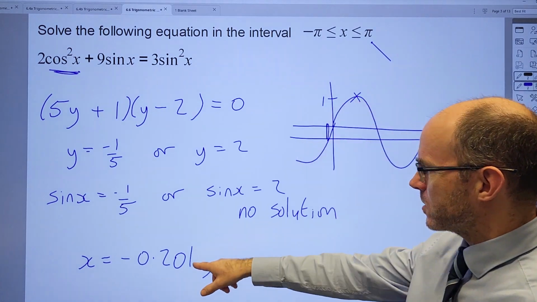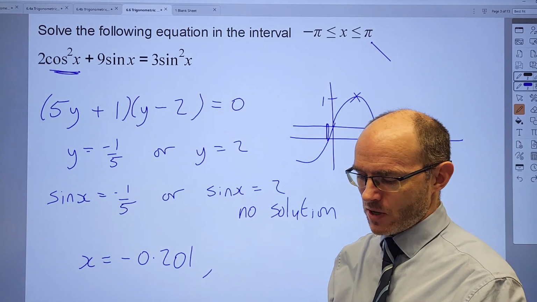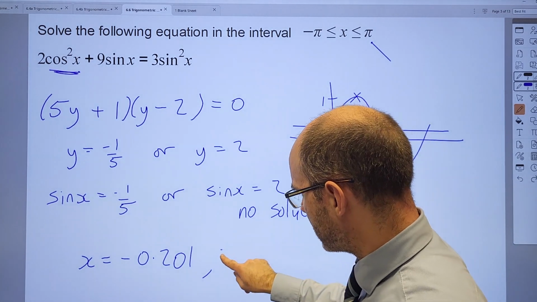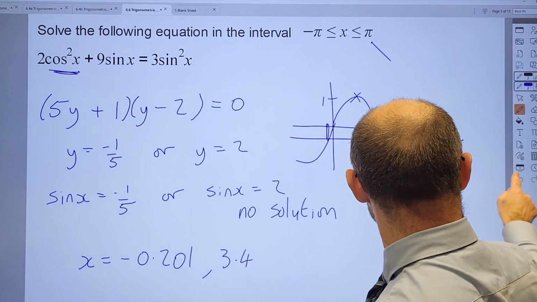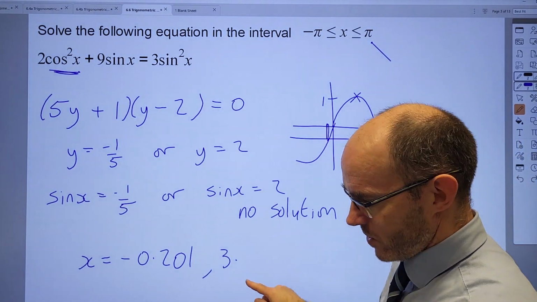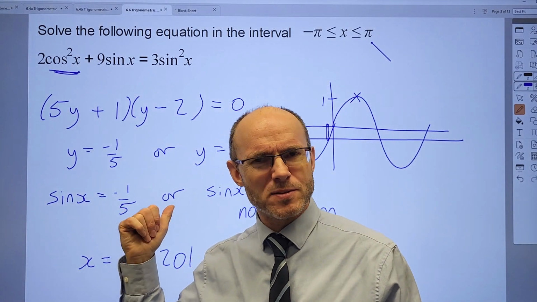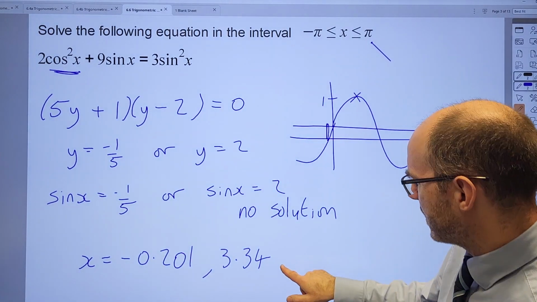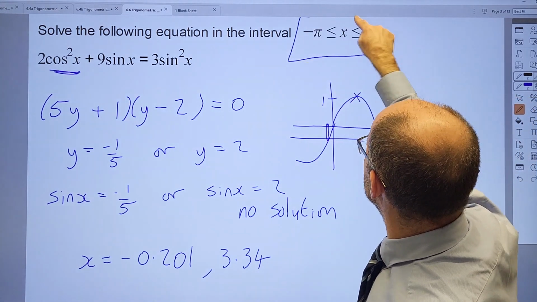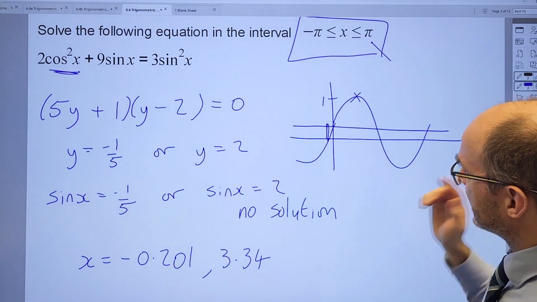Right, here we go. So I've got that solution there. So inverse sine of negative 1/5 is that. To get another answer, you could do that subtracted from pi. So we do pi, subtract that answer, and we get 3.34. Does your mind go blank sometimes? Mine does. But then look, the interval has to be between negative pi and positive pi. That I can see is already not between negative pi and positive pi.